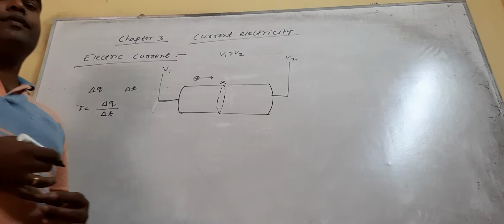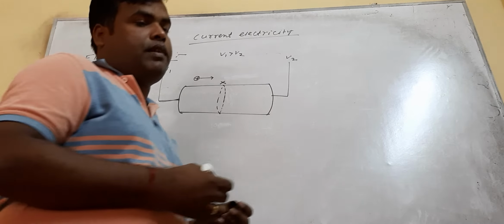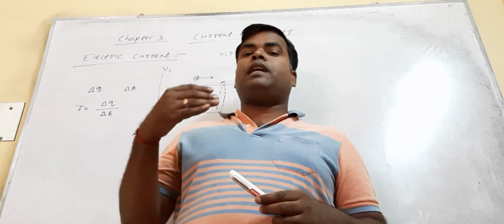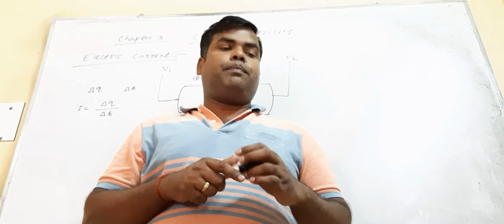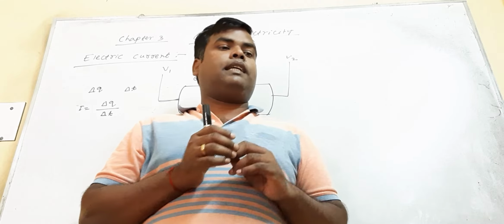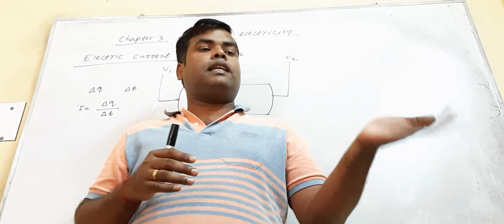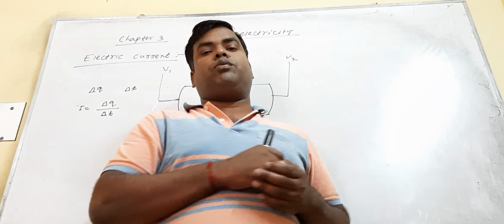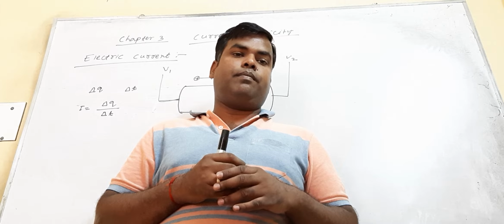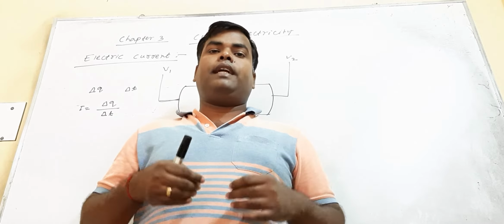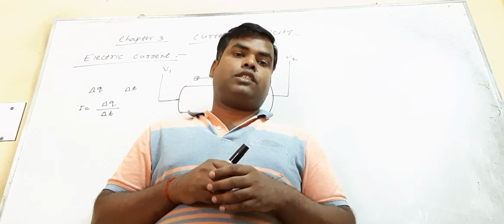If the flow of charge is not uniform, if charge flows at a non-uniform rate, it means that in the first second, if Q1 amount of charge flows, then in the second second suppose Q2 amount of charge flows. That means the charge flow is non-uniform. Then the current at a particular time is called the instantaneous current.